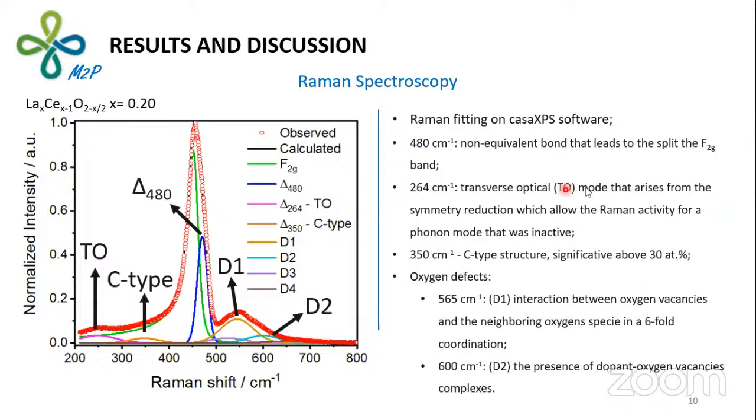We performed a Raman fitting using the CASA XPS software to identify the different bands that arise with the lanthanum doping. As you can see, there is a transversal optical mode around 264, and that arises from the symmetry reduction with the lanthanum doping. The C-type phase emerges with the increase of oxygen vacancy concentration. And we have bands related to the oxygen defects. Moreover, there is a new mode related to the splitting of the F2g mode at 408 that is related to the non-equivalent bonds.